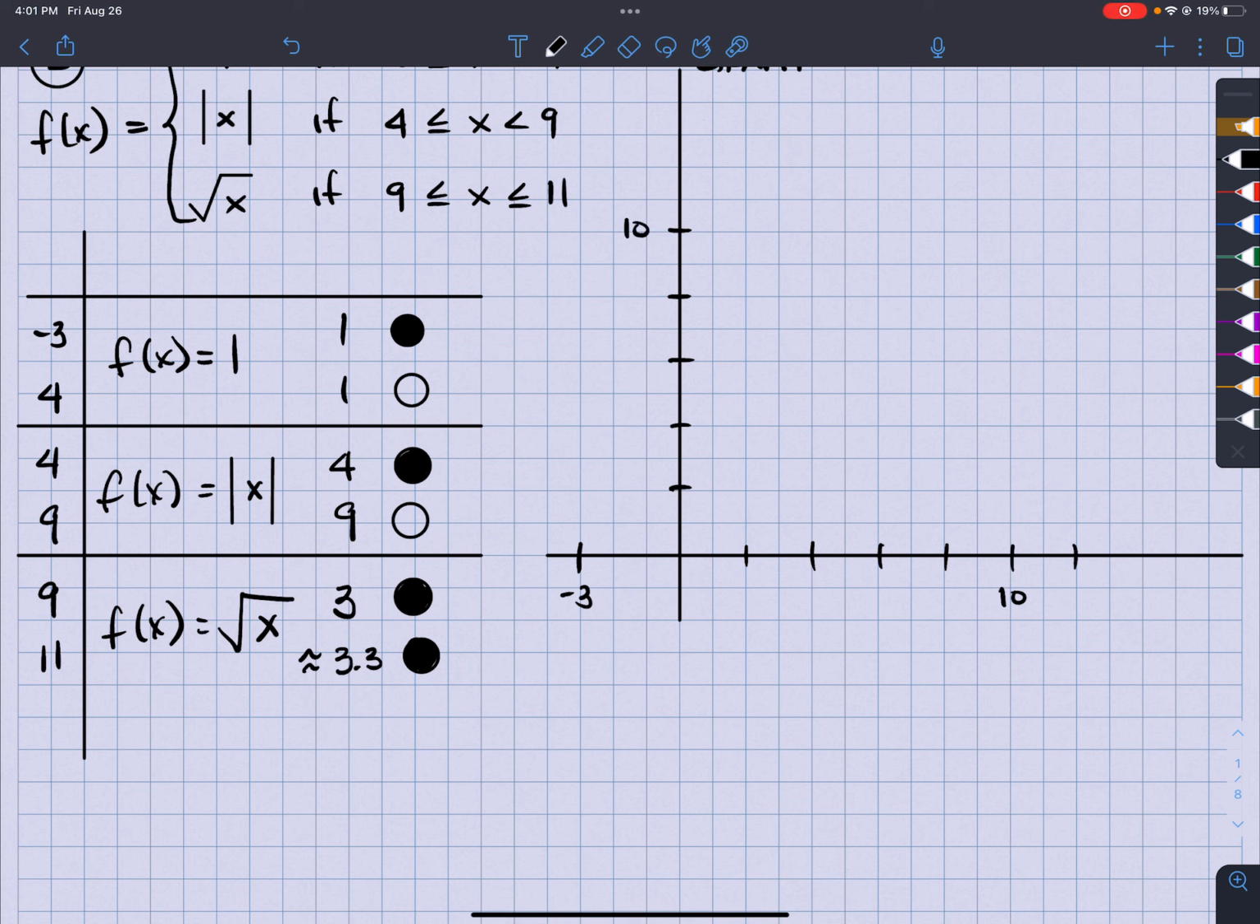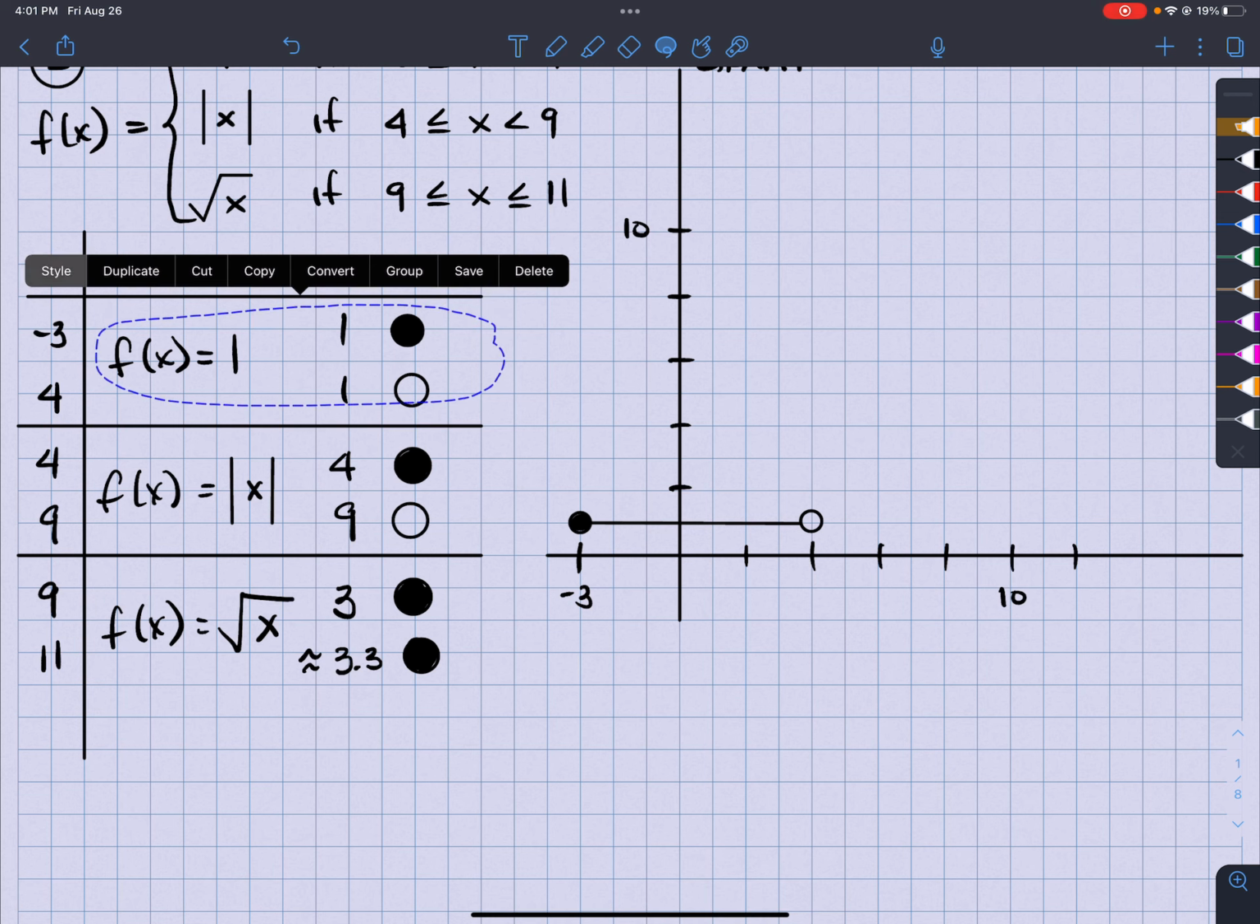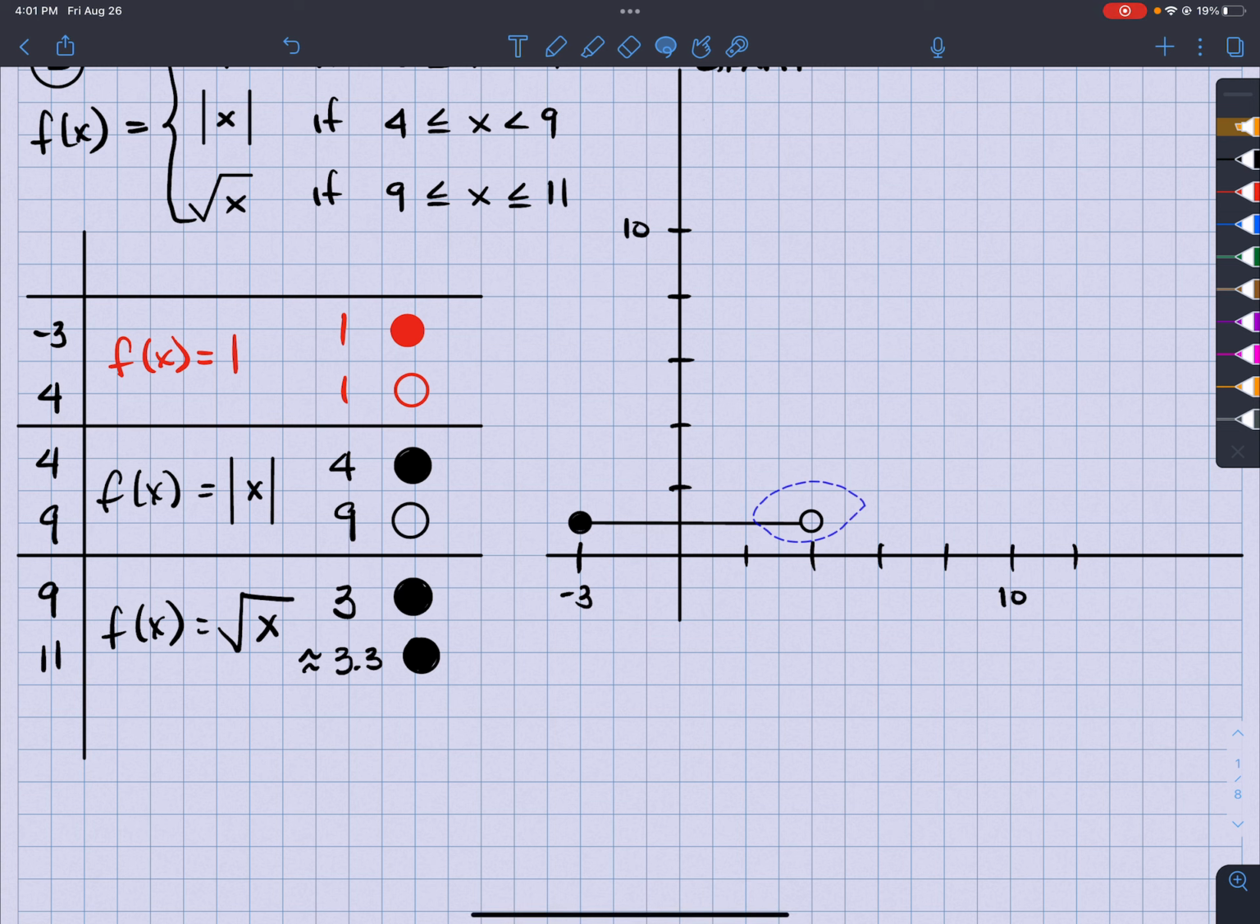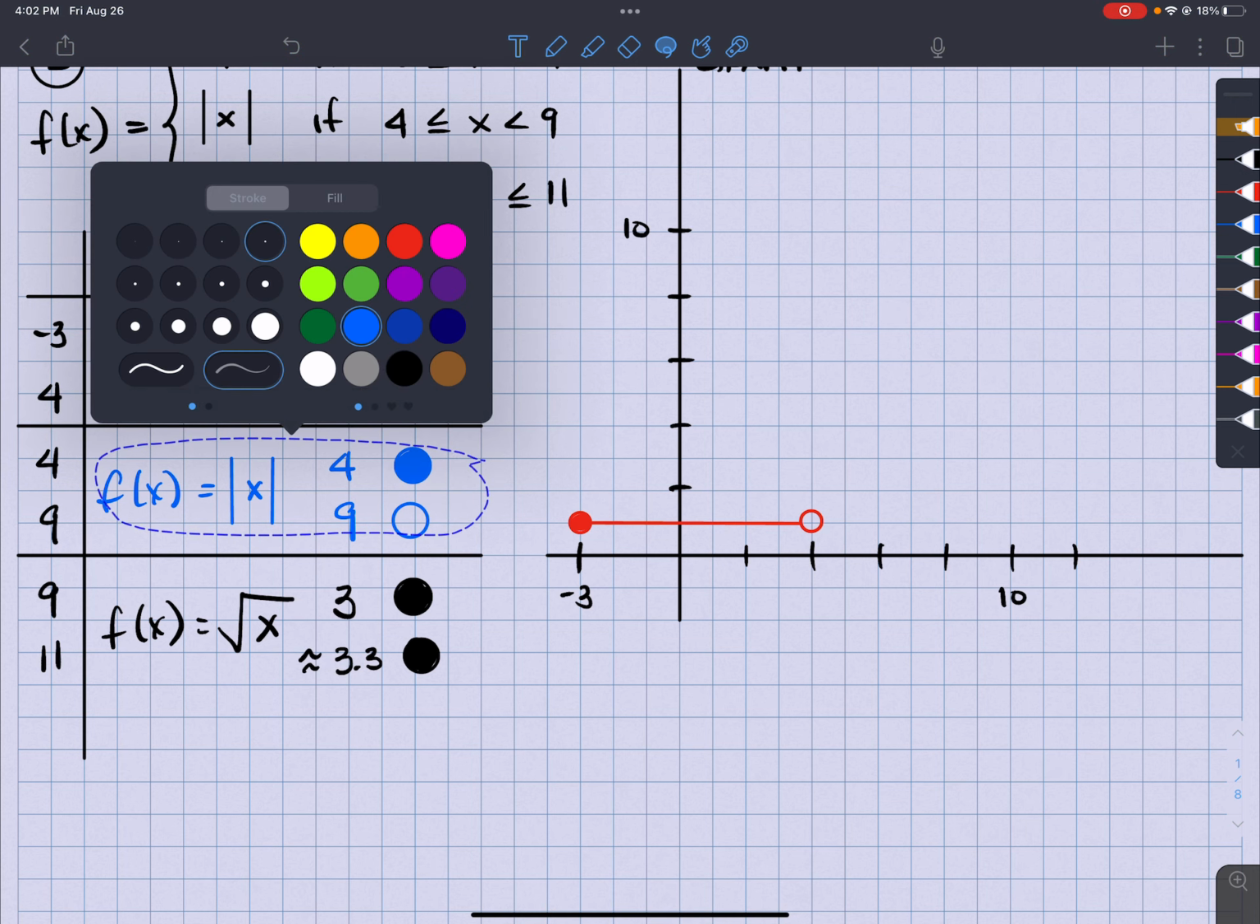All right, so at -3, it is 1, closed circle. At 4, it's going to be at 1, but an open circle. So I can draw a straight line there. Got it? I guess I could do it this way. That might not be a bad idea: I'll make this part red so you guys can see that part of the graph. Then I want to make this next part blue.